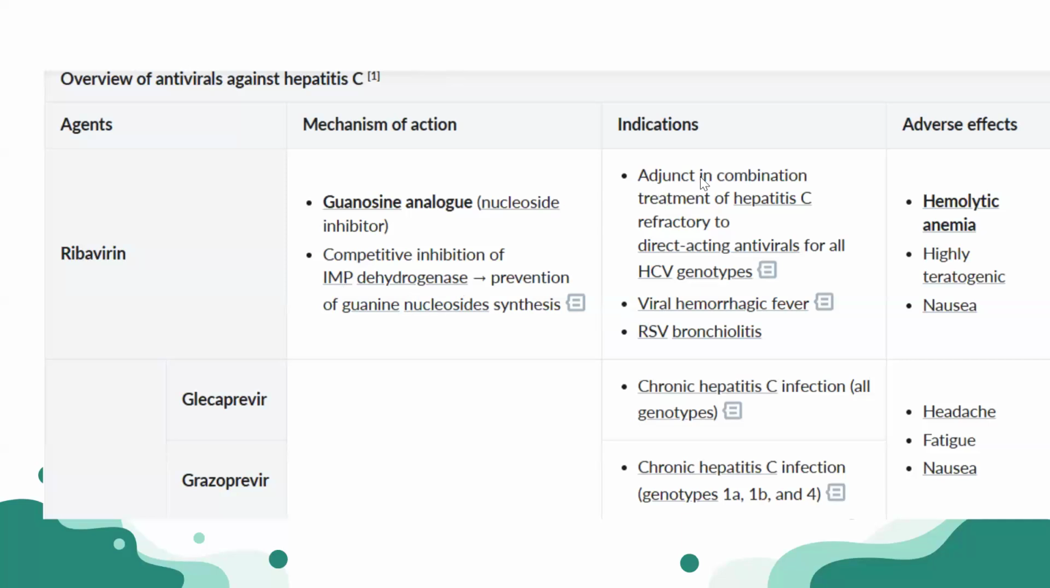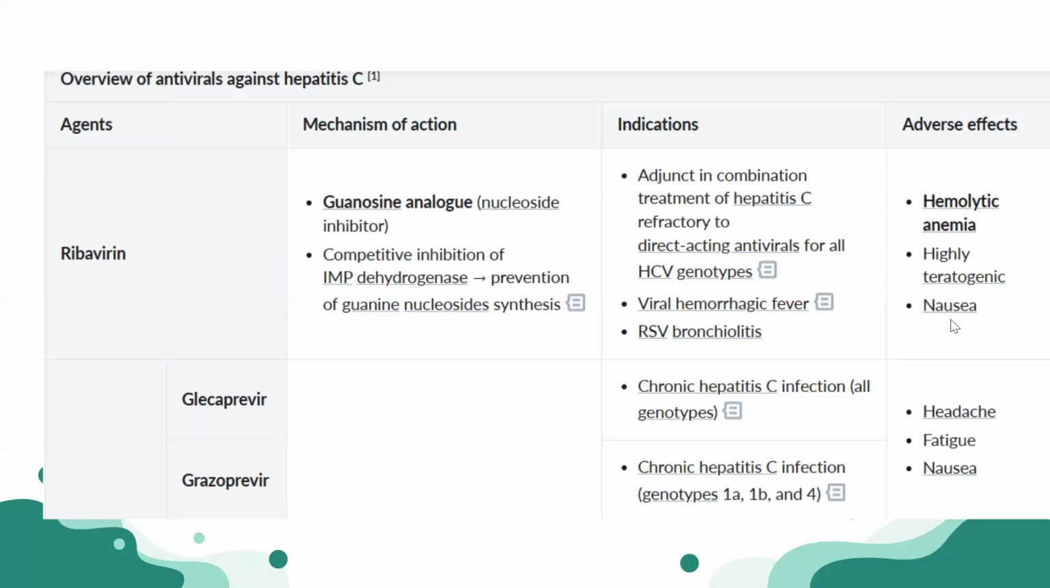Indications for this are adjunct in combination with other treatment for hepatitis C that is refractory to direct-acting antivirals. So yeah, this is not usually the first line. We prefer direct-acting antivirals first line, but this is something to keep in the back of your mind for when the direct-acting ones are not working. This is also used for viral hemorrhagic fever, RSV. You don't need to know that exactly.